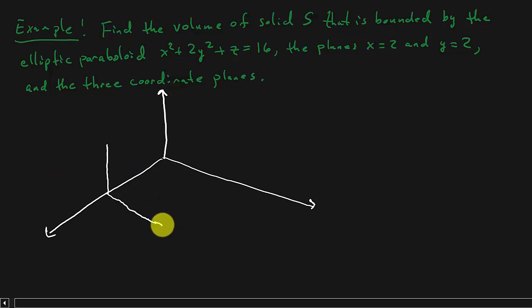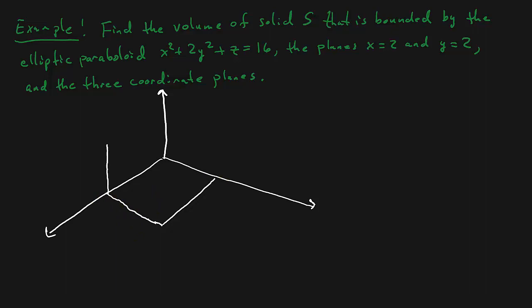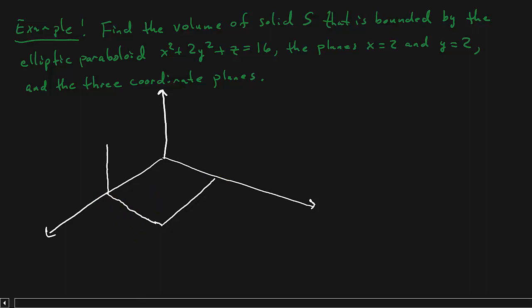And then you would have a plane y equals 2. All the y values on the plane are 2, and that would go up right here. And you would have this plane right here.